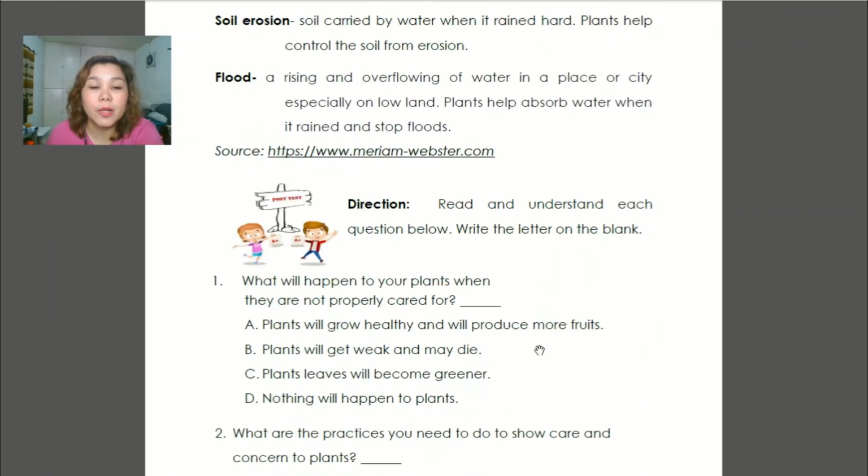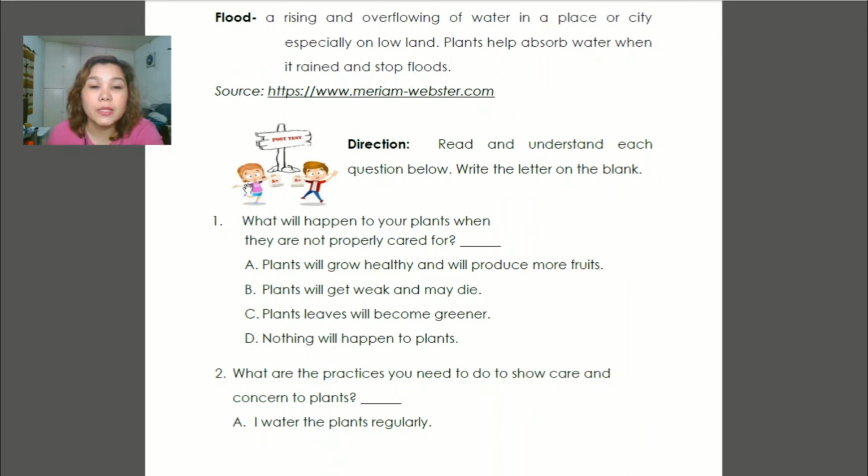And on the last part, post-test. Directions: read and understand each question below, write the letter on the blank. So we have A, B, C, or D. Number 1, what will happen to your plants when they are not properly cared for? A, plants will grow healthy and will produce more fruits. B, plants will get weak and may die. C, plants' leaves will become greener. And then D, nothing will happen to plants.